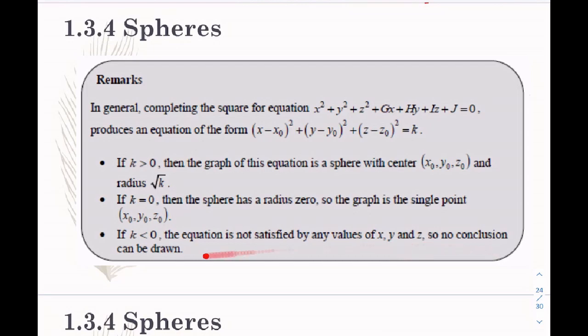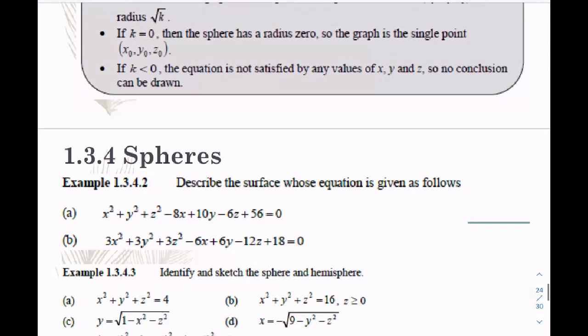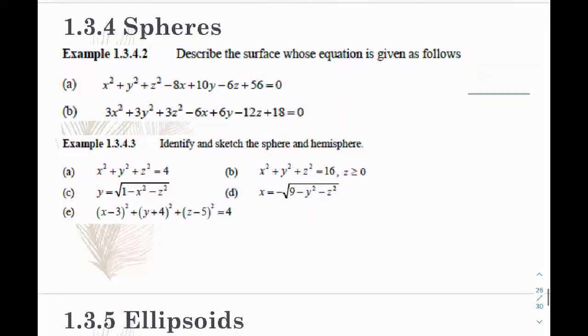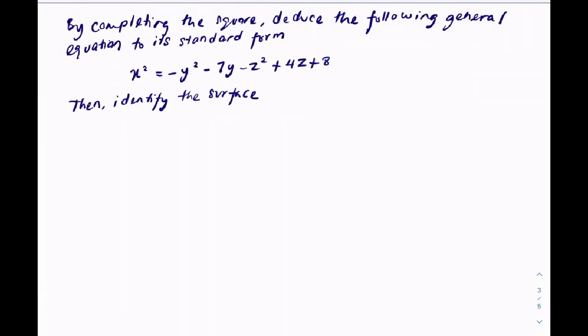So no conclusion can be drawn. So be careful when you're facing k less than 0. There will be no shade, no conclusion. Okay, so now let's say you have this question.